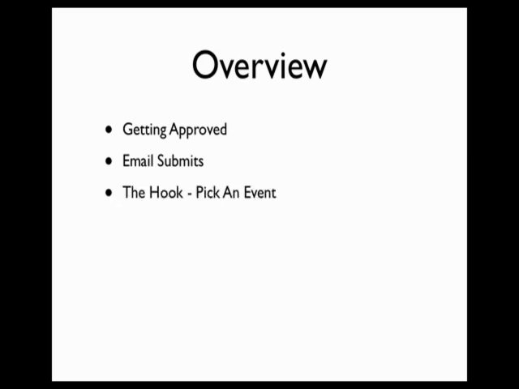Let's go through the overview and talk a little bit about the system and how it works. The first step is to get approved for a CPA network. We're going to be concentrating on email submits as well as zip code submits. We're going to talk a little bit about the hook and how to pick an event.